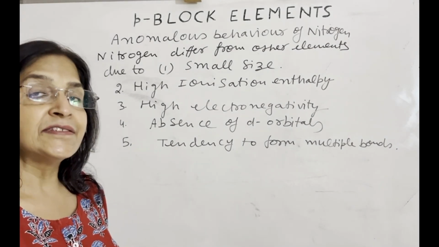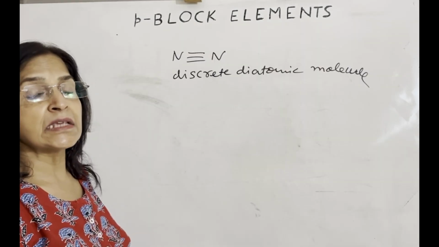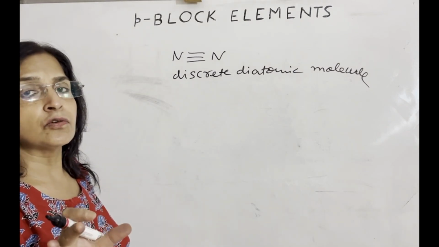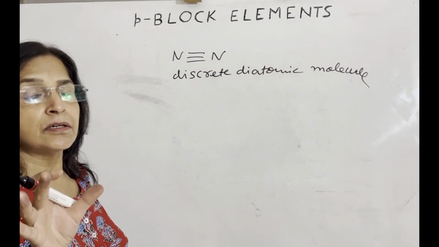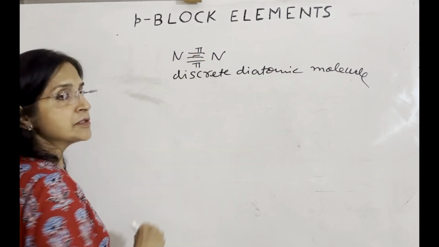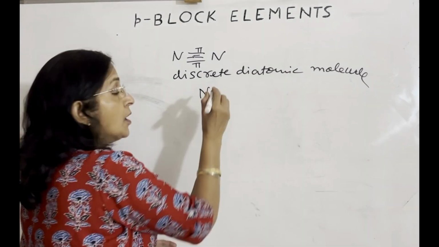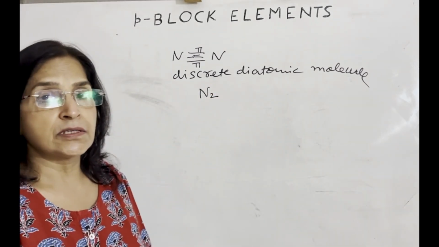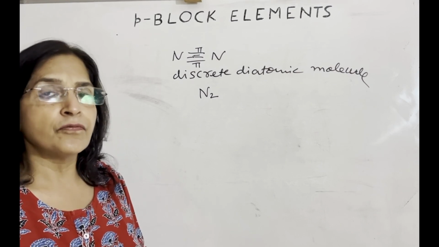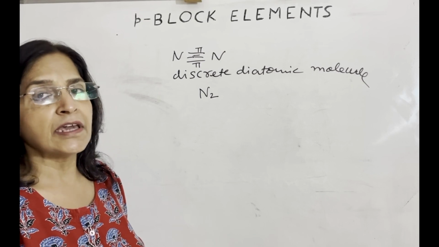Nitrogen molecule exists as a discrete diatomic molecule. Because of its small size, it can form multiple bonds. In nitrogen molecule, 2 atoms of nitrogen are bonded to each other by a triple bond, and one bond is sigma, and these two are pi bonds. So because of its small size, overlapping takes place effectively. And because of its small size, the van der Waals forces of attraction with other molecules are weak. Therefore, nitrogen molecule exists in the gaseous state.